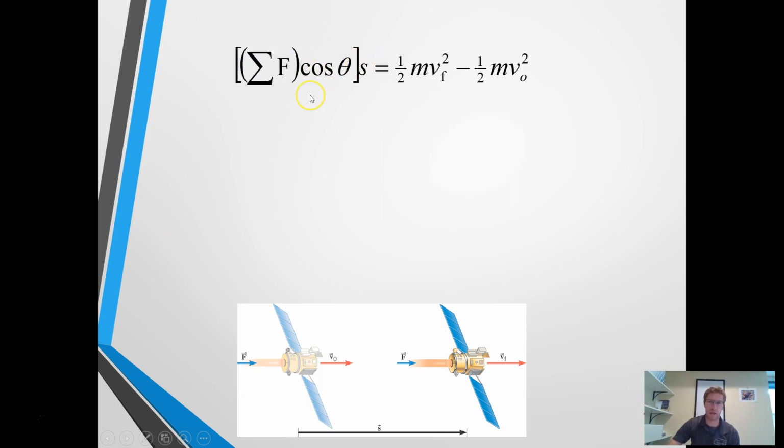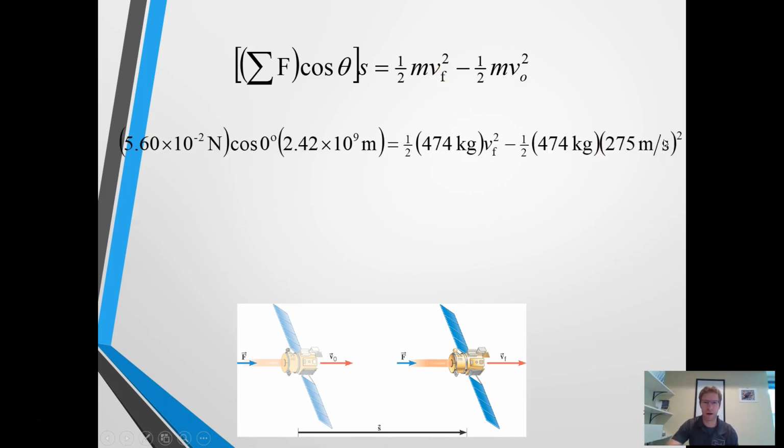But I put this cosine in there just to remind you, you always need to make sure that you're looking at the force in the direction of displacement. So we know the force, we're given that, we know the angle, we know the displacement, we know the mass, and we know the initial velocity. So from there, we just do some algebra to solve for the final velocity, right? Plugging in, there's my force, my distance, my mass, and my initial velocity.